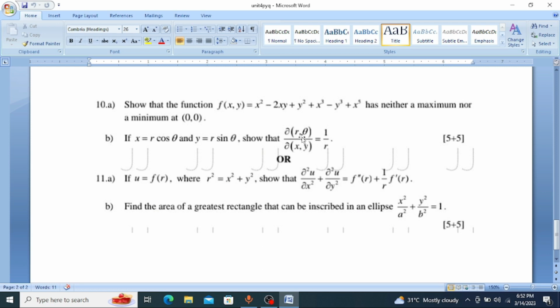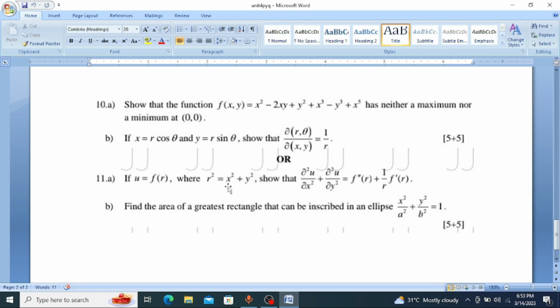Then after that you have to differentiate the r and theta equations with respect to x and y. Then you have to prove that the value of this is equal to 1. Or directly, by using the Jacobian property, you can find the values of x and y. You can differentiate them with respect to r and theta, then you have to take the reciprocal of it. Then you will get the final answer as ∂(r,θ)/∂(x,y).